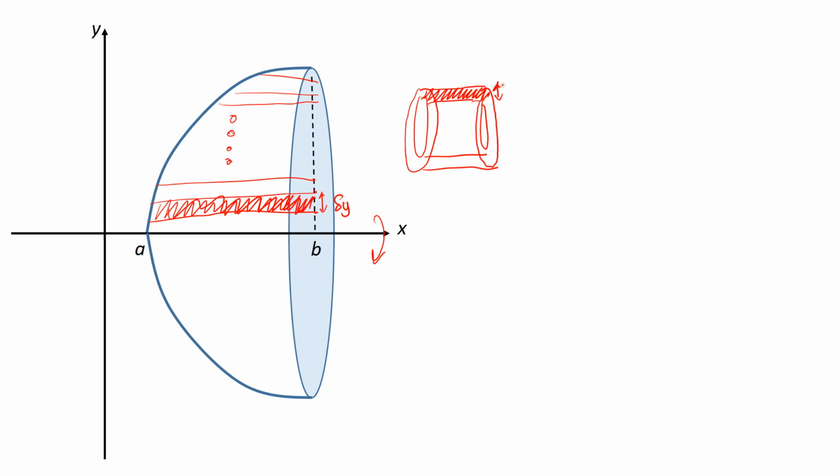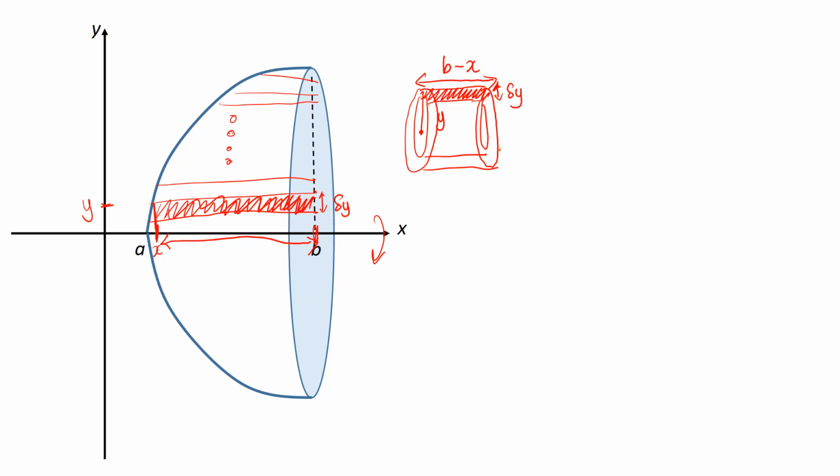thickness of this hollow cylinder is actually small change in y, and it's also not difficult to see that the radius is actually from the y value, so it's y, whereas the height of the cylinder is you reading off the x value, and in this case this is the height, and suppose if this is x, then the height will be b minus x.